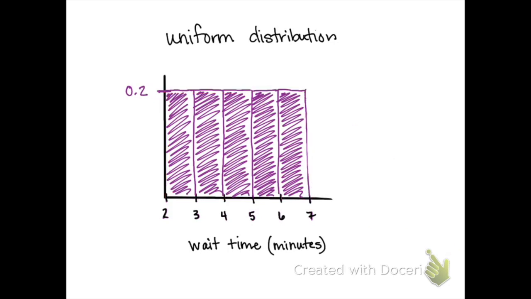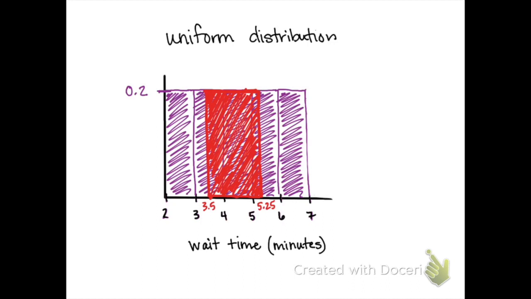Now, suppose that we wanted to find the probability that someone would have a wait time between 3.5 minutes and 5.25 minutes. That is the rectangle that is shaded from 3.5 to 5.25 along the horizontal axis, and then shaded all the way up to 0.2, since that's what we found to be the probability. We can find that probability or that area of that rectangle by multiplying, again, length times width for the rectangle that we're now interested in.